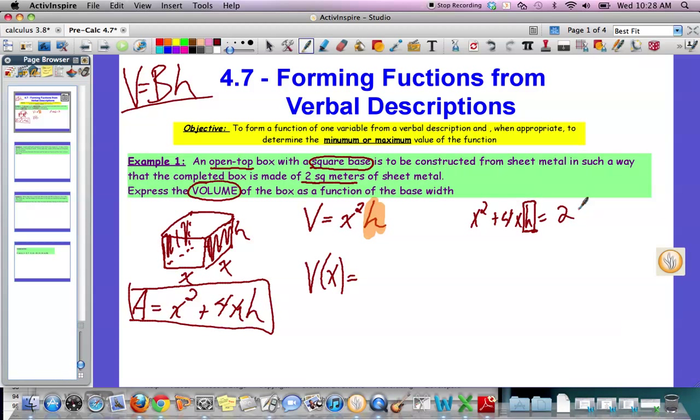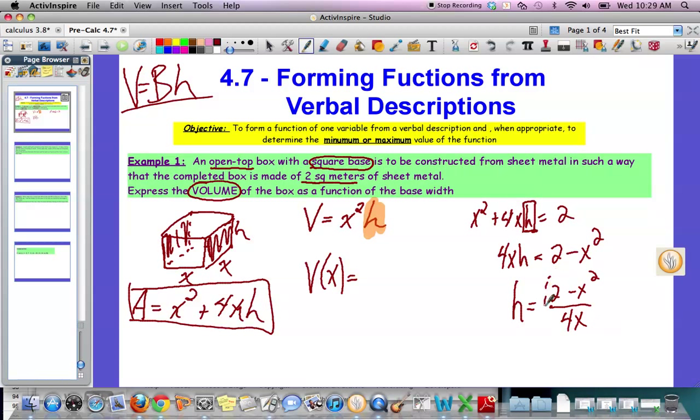So we isolate what term has the h. So I have 4xh equals, I'll write it this way, you could write it either way, 2 minus x squared. So h is 2 minus x squared divided by the quantity 4x. Does that make sense to everybody? I just solved that formula for h. Technically, that's h in terms of x. Really what we're doing is a composite.